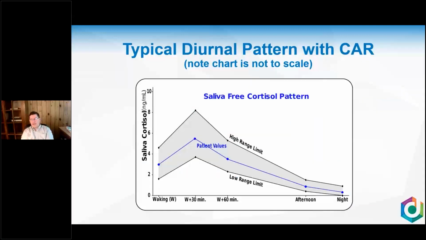This is what I think the typical reference ranges are that Mark would use, or that Dutch Labs uses. Obviously it's not to scale because they exaggerate the awakening response. But nonetheless, by taking 5 points instead of 4 points, you can capture the time 0. And the other benefit is if you are capturing time 0 and you know the next collection is plus 30, then you're almost guaranteed to get that peak, because you're not just estimating when it is, you're actually triggering it off of the awakening itself.